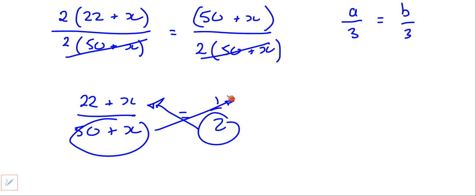Wait, but why don't you times the bottom? You do, but we just don't write it. It's by 1, so it's going to be the same. So how's it by 1? Wouldn't it be 50 plus x times 2? No. So the 2 would end up being multiplied up here. Look, 2 times, and this one gets multiplied by the 1.